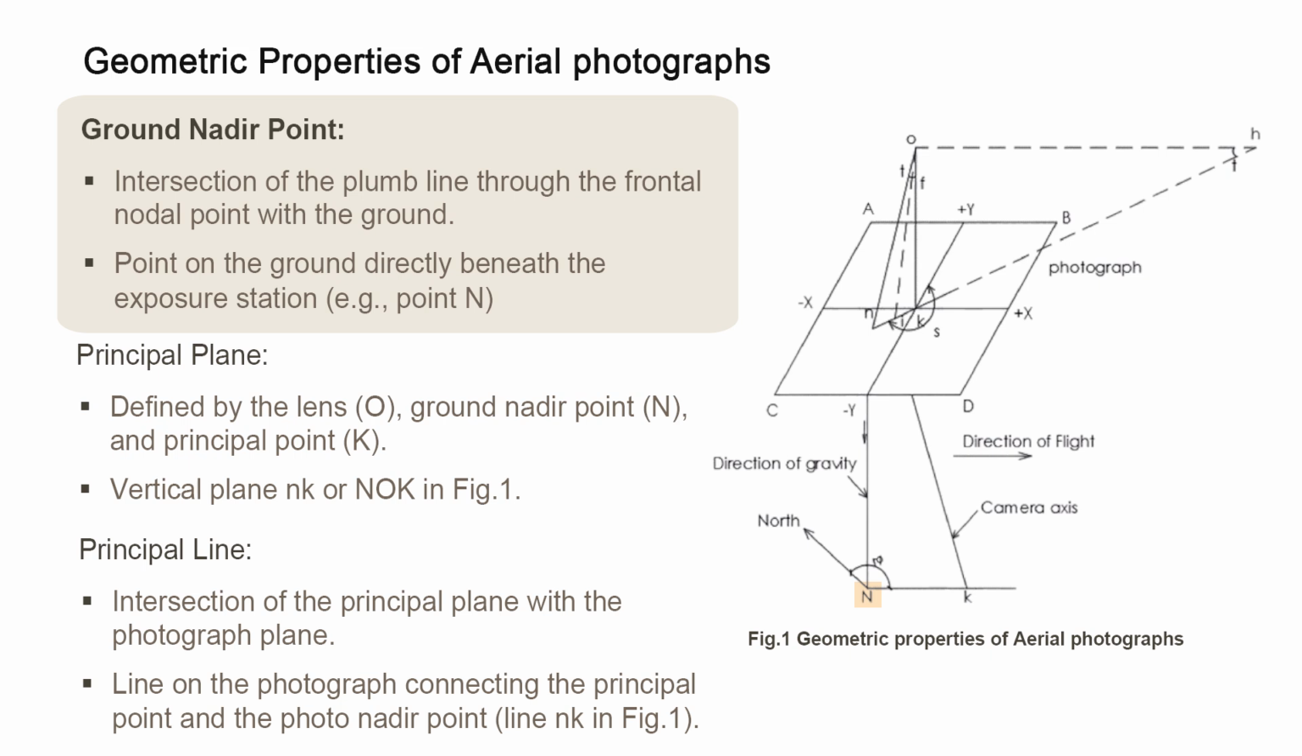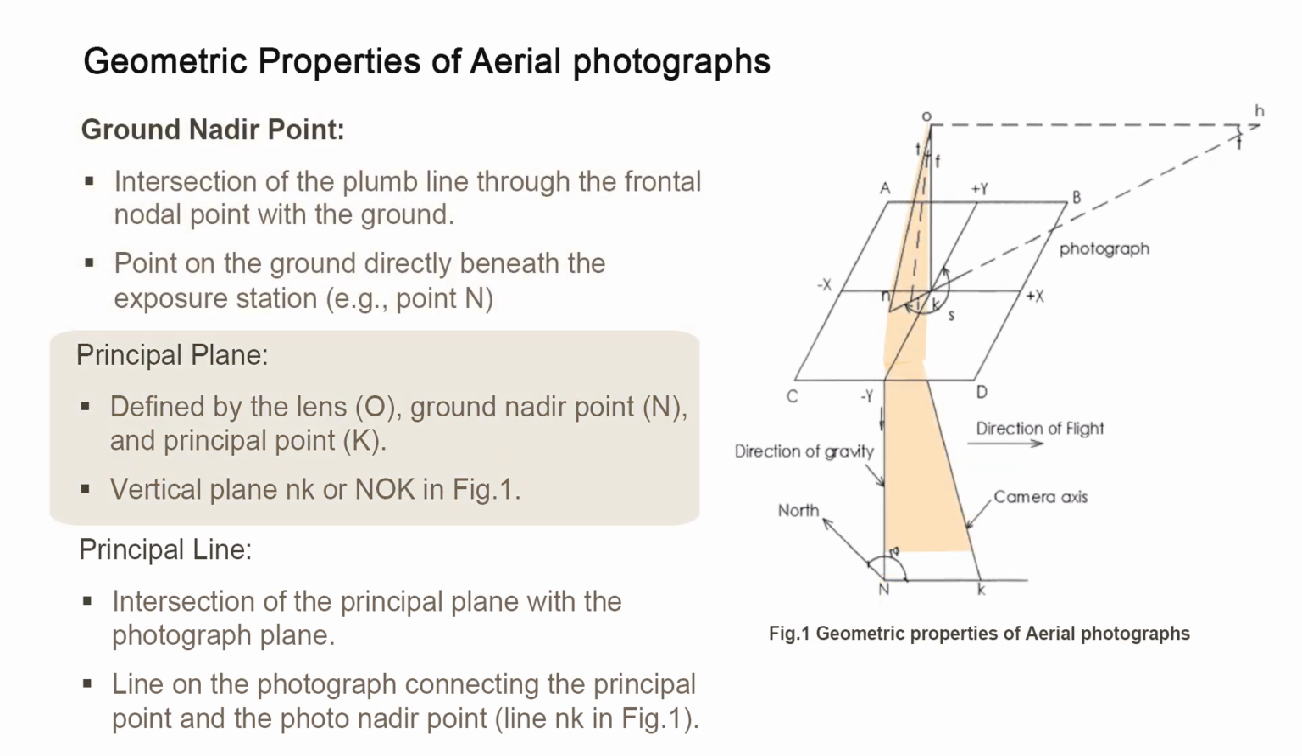Ground nadir point. Ground nadir point, or ground plumb point, is a datum intersection with a plumb line through the frontal nodal point. It is a point on the ground vertically beneath the exposure station, such as the point marked capital N in the figure.